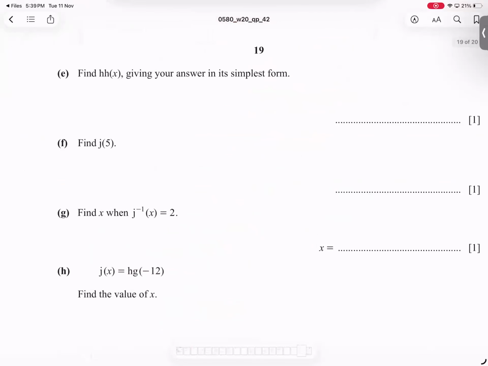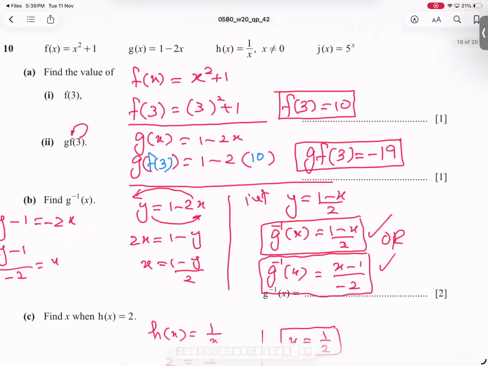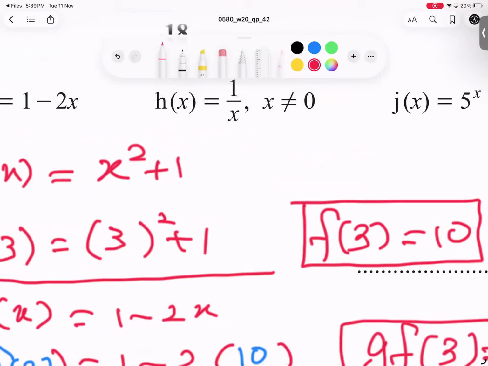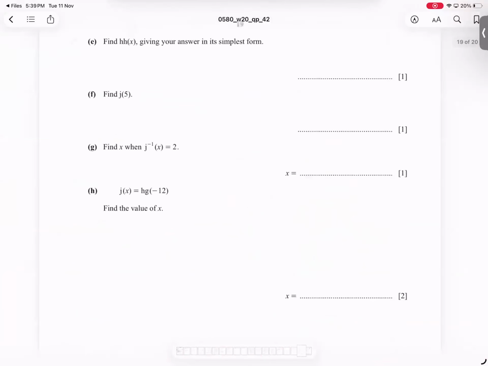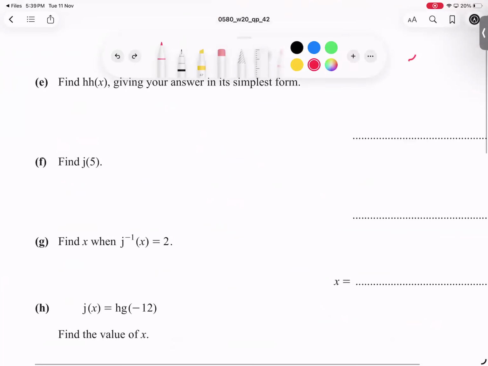On the next page, we have h, okay, we have it. But we have to know what the h function is. The h function is 1 over x. Keep your eye on it: 1 over x. So I'm writing the function here.